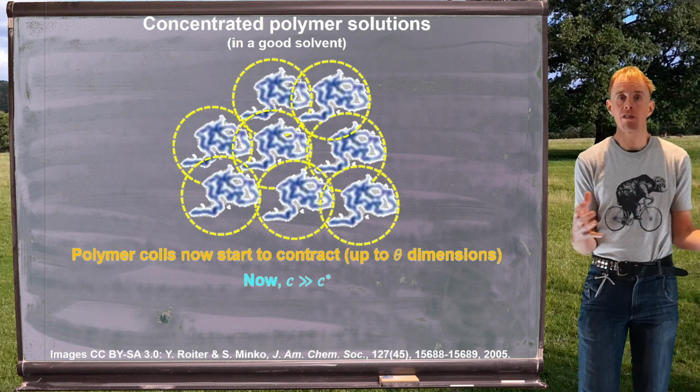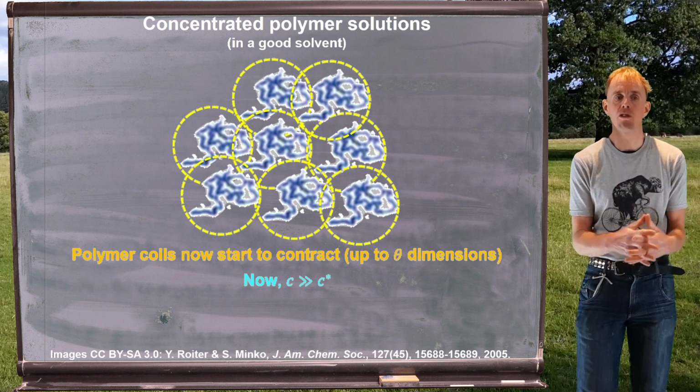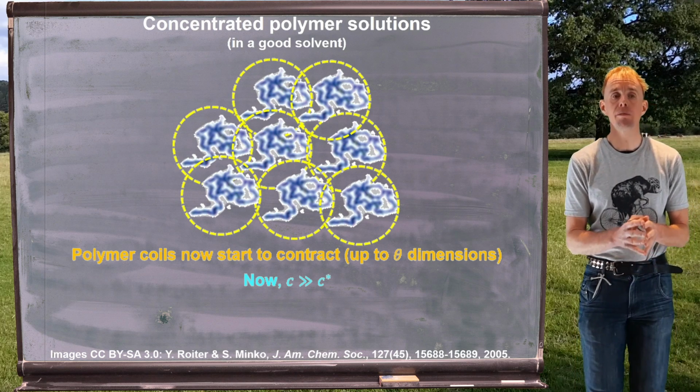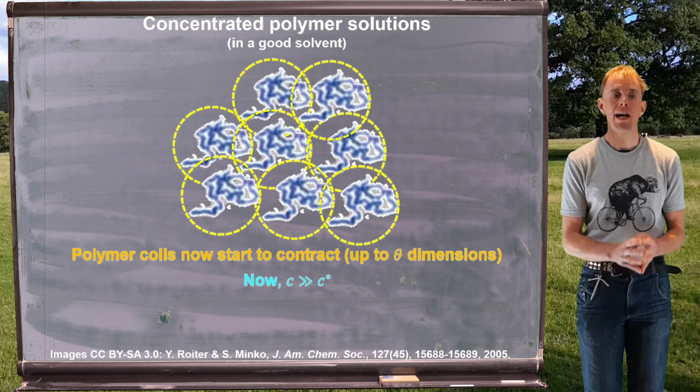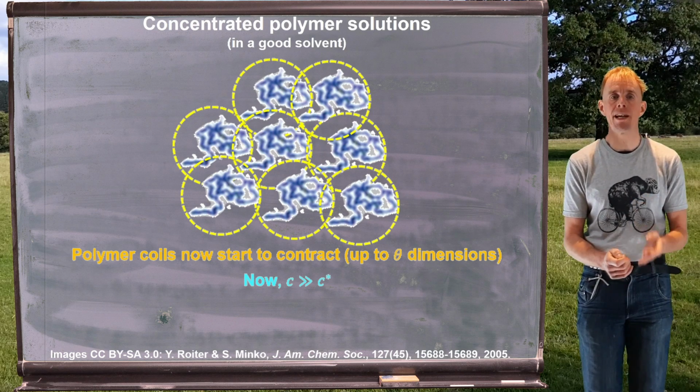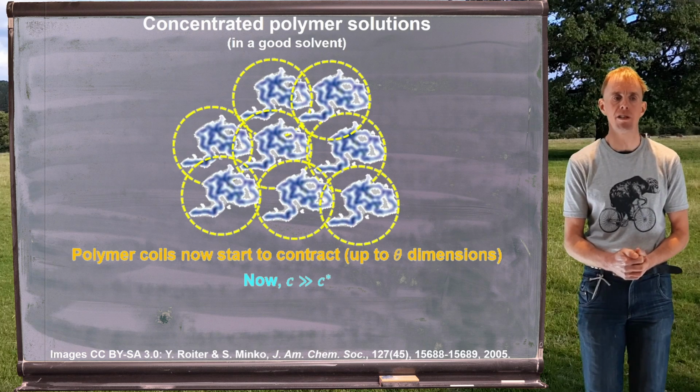And it will contract as far as it would for a theta solvent, assuming that it was in a good solvent in the first place. This is something that we call the concentrated regime. And the concentration of polymer in the concentrated regime is greater than that critical polymer concentration C star.